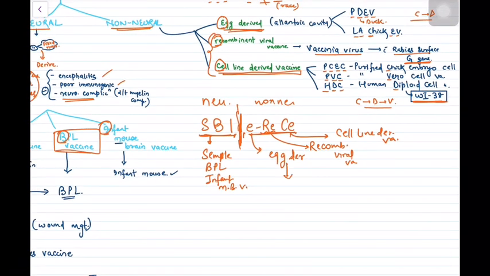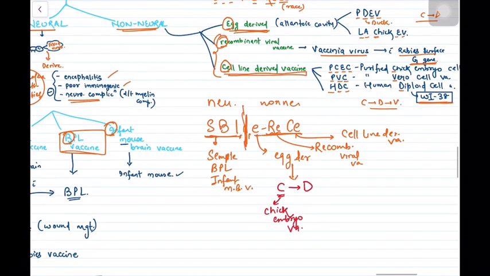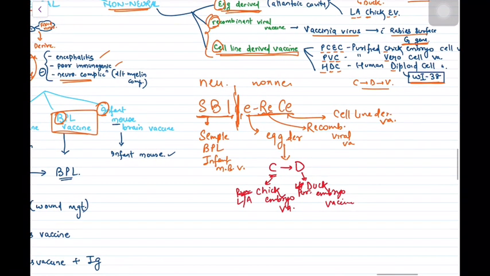So this egg derived vaccine has two components, C to D. The C is the chick embryo vaccine and D is the duck embryo vaccine. Clear? So this is purified chick embryo, this is live attenuated, this is purified duck embryo and this is live attenuated chick embryo. Then this recombinant, this is only one component, the vaccinia virus, you are recombining with vaccinia virus.